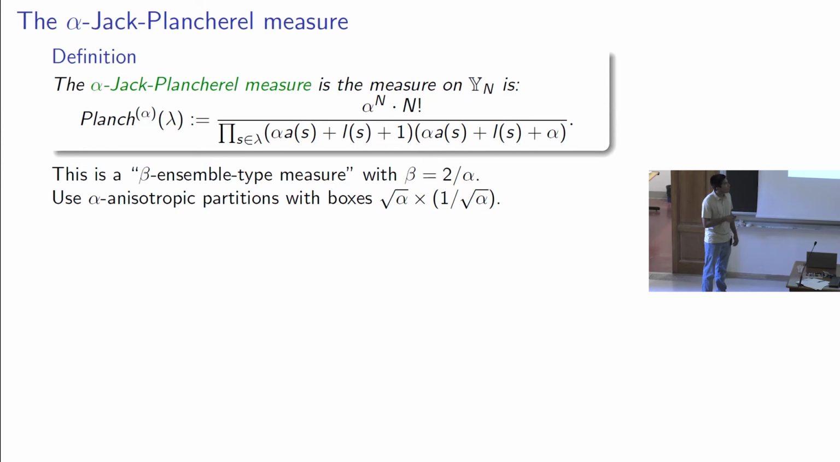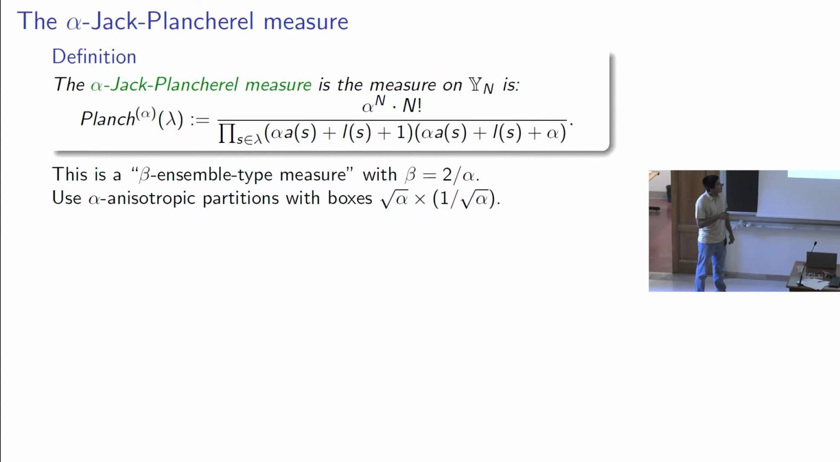The parameter beta, coming from random matrix theory, and the parameter alpha, coming from symmetric function theory, are related to each other by this equation: beta is equal to 2 divided by alpha. So alpha is actually proportional to the temperature here. Recall that beta was the inverse temperature. So if I want to look at high temperature, I want alpha going to infinity rather than to 0.